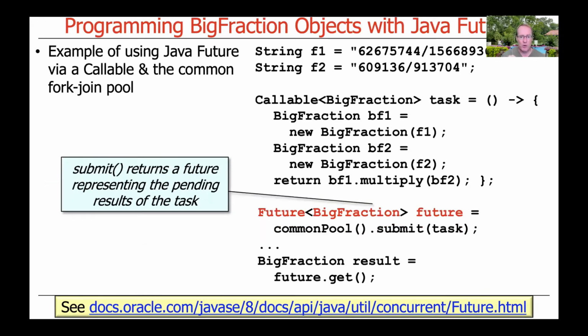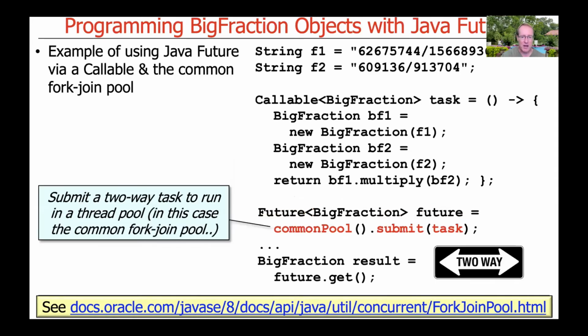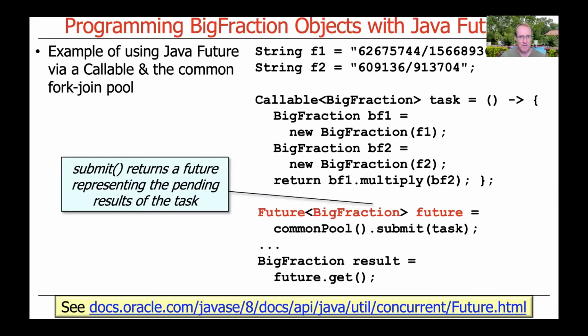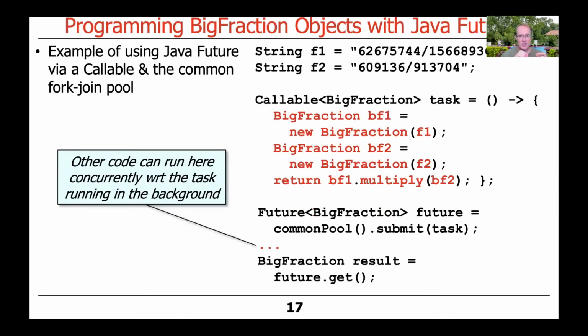What you get back when you invoke the submit call is a Java future to the results of that computation. And then other stuff can take place. So we could go off and interact with the user. We could invoke other operations to run asynchronously or whatever we want to do while that big fraction multiplication is taking place in the common fork join pool in the background.